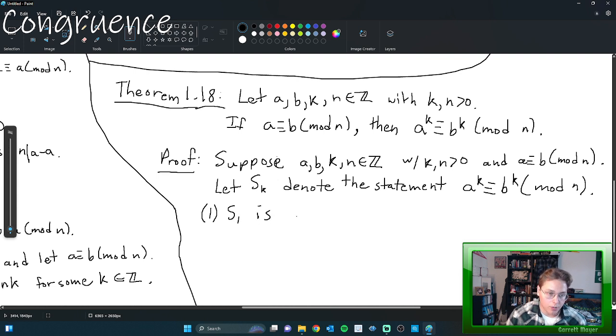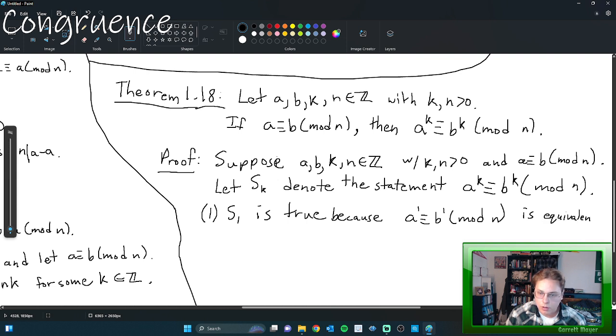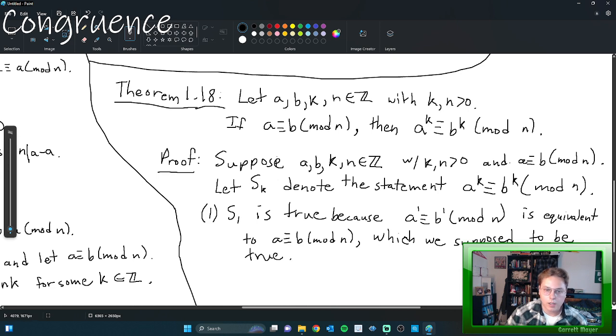And we're going to say, we know that S1 is true because A to the 1 is congruent to B to the 1 mod N is equivalent to A is congruent to B mod N, which we suppose to be true. So because we already know that this is true, we know that our base case is true, basically.